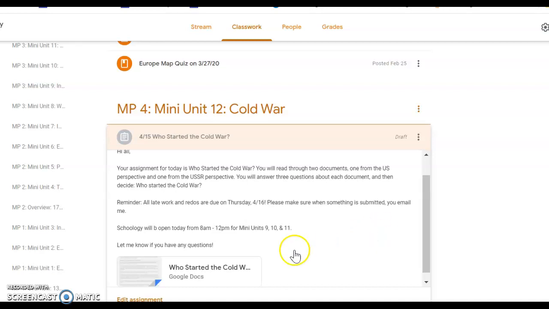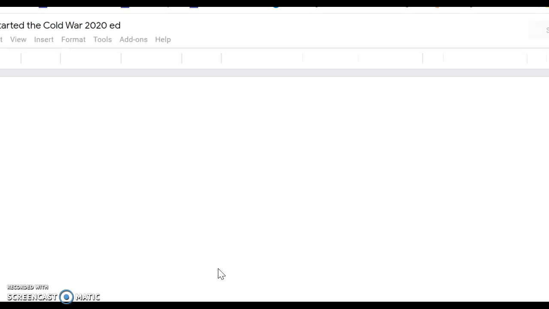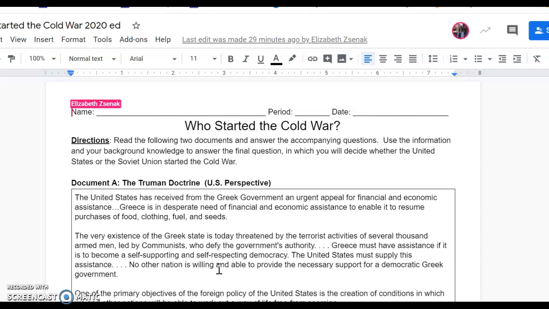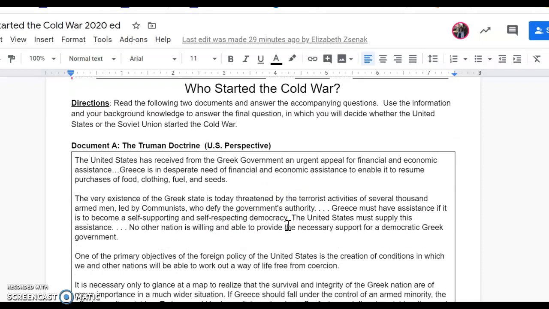All right, so what are we going to be doing today? We're going to try to figure out which of the two nations, the United States or the Soviet Union, started the Cold War.